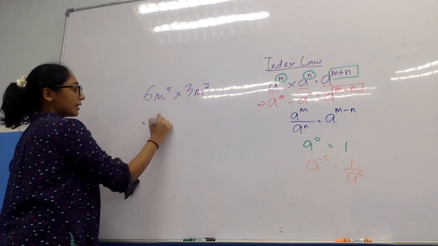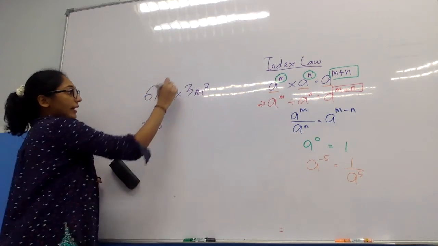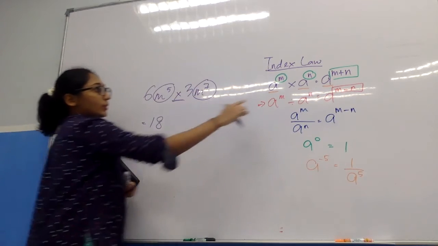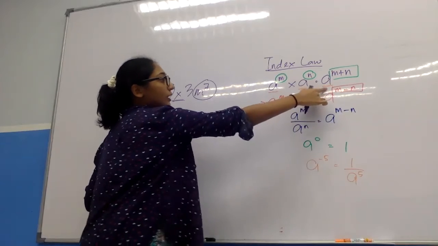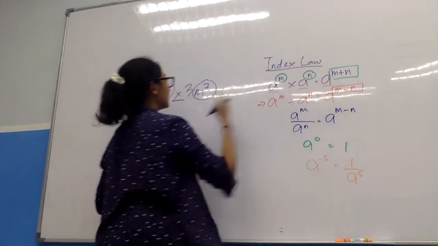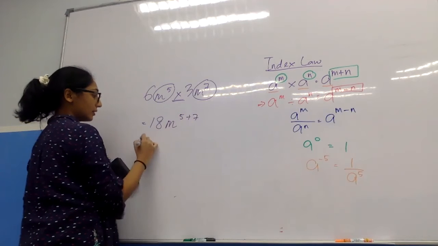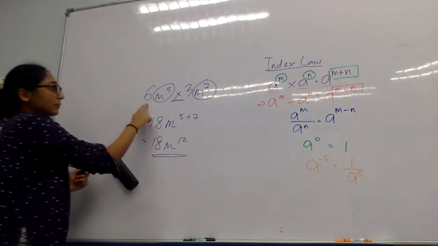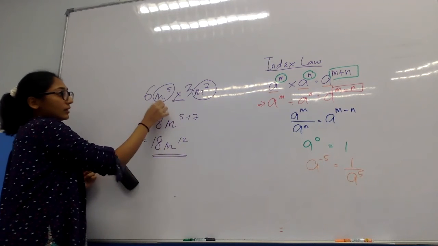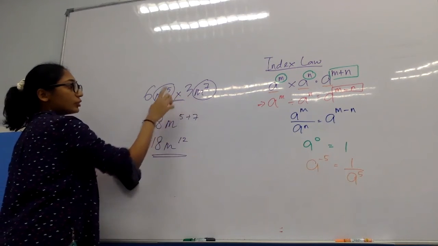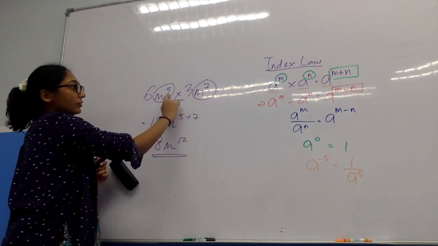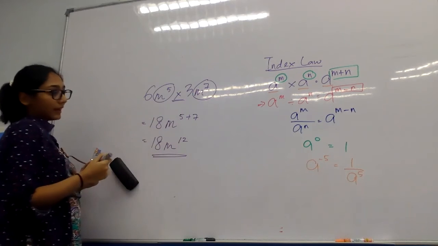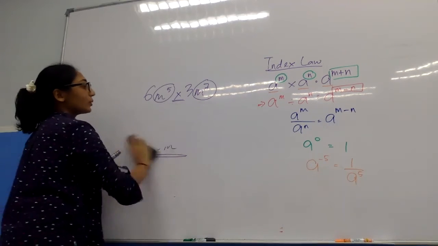6 times 3, 18. Now, m^5 and m^7. Both also m, and this is a times. So when both are m and this is a times, you keep the m and you add up the index numbers, 5 and 7. So it becomes 18m^12. So you multiply the numbers first, and then the m stays because both also m, and then you follow the index laws that we just looked at. 5 plus 7 is 12. So this is where we simplify. This is called simplifying.